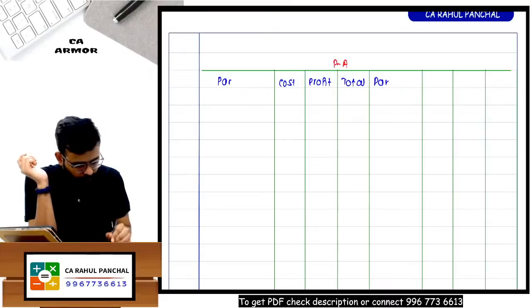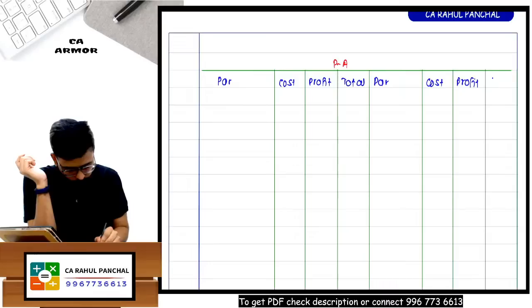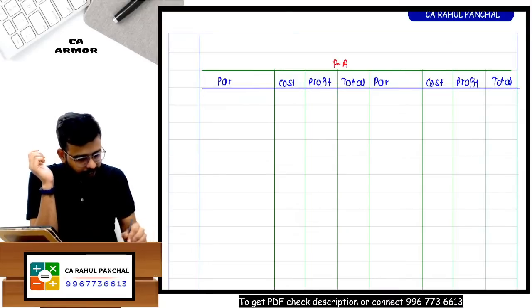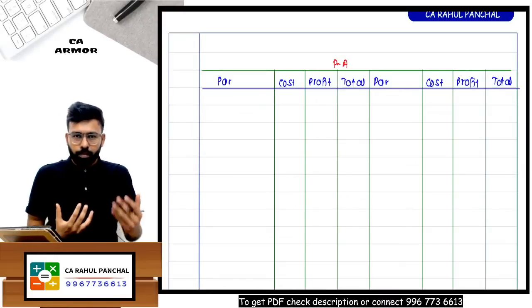Again, I will say particulars, then I will say cost, then I will say profit, and then I will say total. Okay, perfect, sir. Now let us try to understand. Once the formatting is done, let us start with this. You will understand with me, just solve with me, okay?